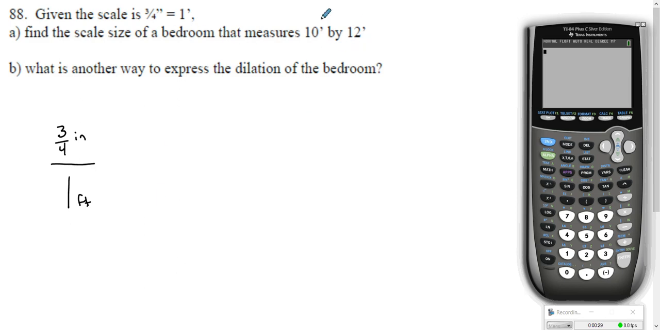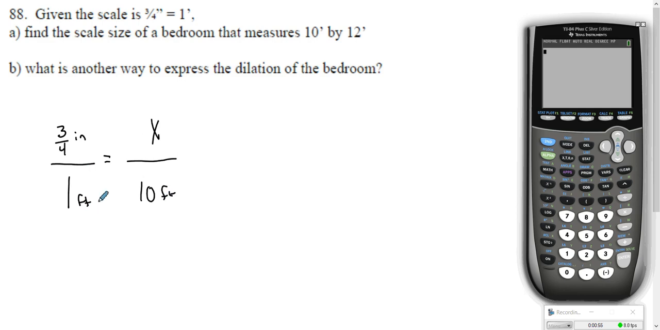So this is the house size, the feet part. Now we're going to have to do one at a time. I know you want to do both. I know you're tempted to go 10, 12, but that's not going to work. We have to put the house and the denominator matching up, and we're going to solve for this. Now I can cross multiply: 10 times 3/4 divided by 1 equals, and that will give this to me.